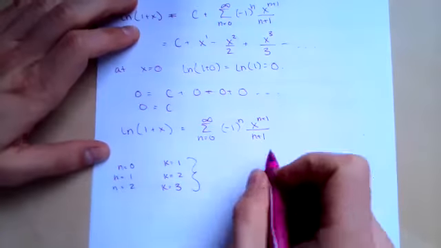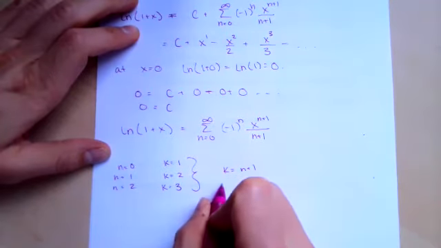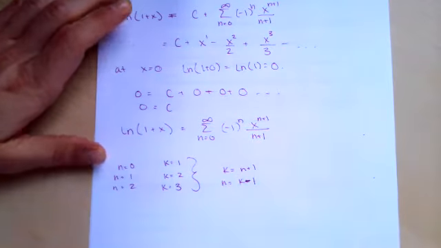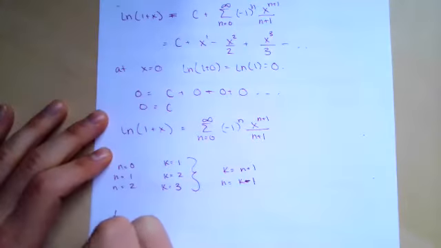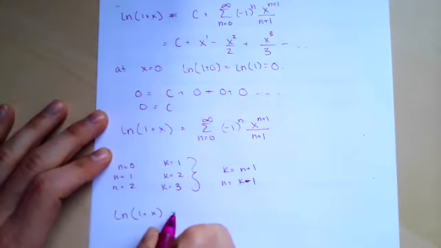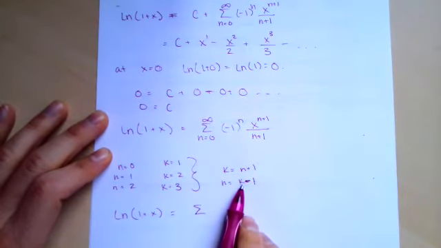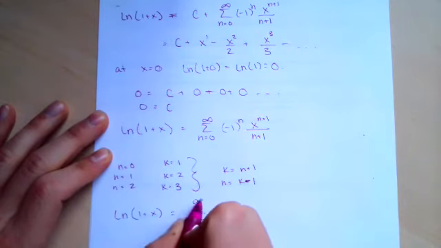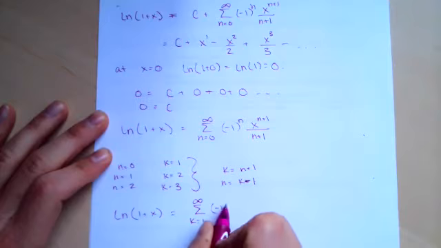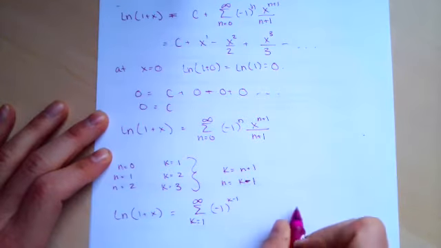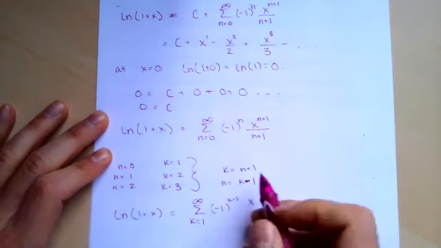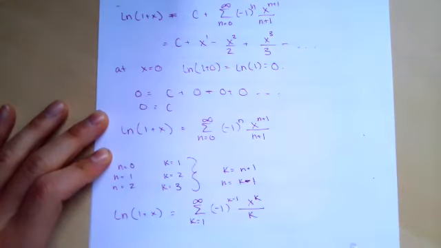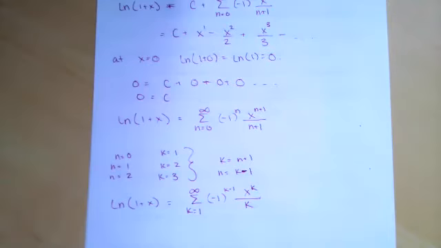And so what is our sub? k is just n plus 1, and n is k minus 1. So our natural log of 1 plus x, if I plug in k minus 1 here, I would add that 1 over. So our k's start at 1. We'll have minus 1 to the k minus 1. And then we would have x to the k minus 1 plus 1, which is x to the k. And then k minus 1 plus 1 on the bottom gives me a k in that denominator.